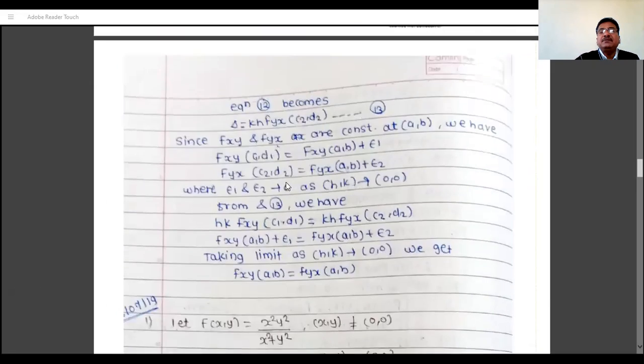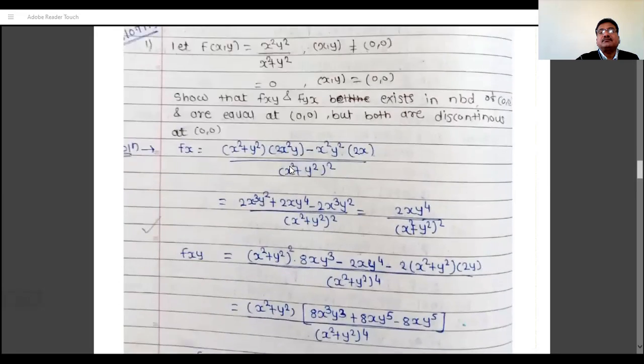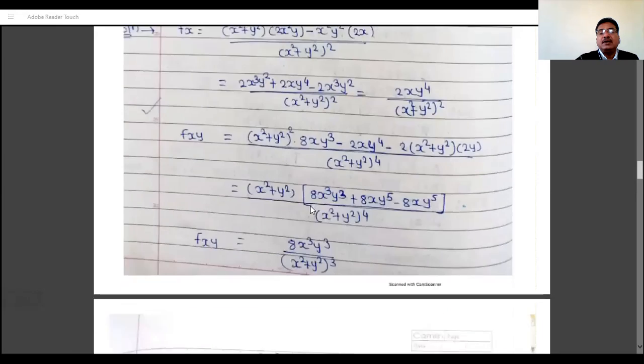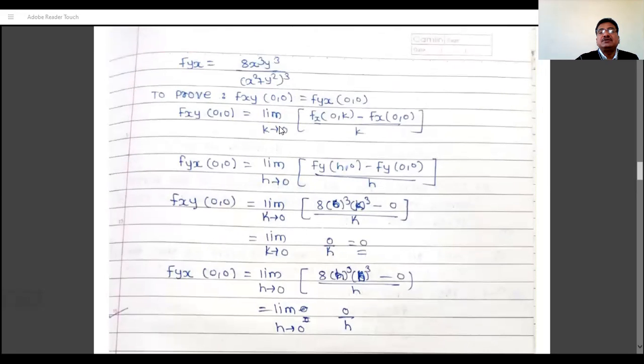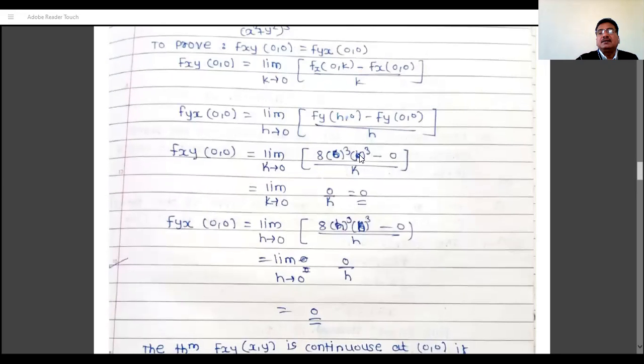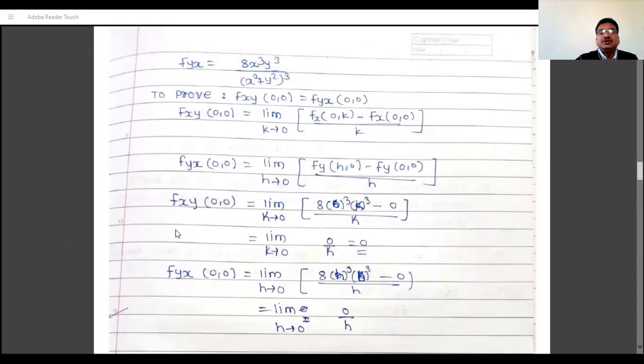But before that, we will first find fxy(0,0) and fyx(0,0). Okay, fxy(0,0). So again, fxy(0,0) is what? Limit k tends to 0, fx(0,k) minus fx(0,0) divided by k, again by using the same definition, substitute a and b as 0, and find all these values, fx(0,k), fx(0,0), fy(h,0), fy(0,0). So number them 1 and 2. Then fxy, fx(0,k), fxy(0,0).